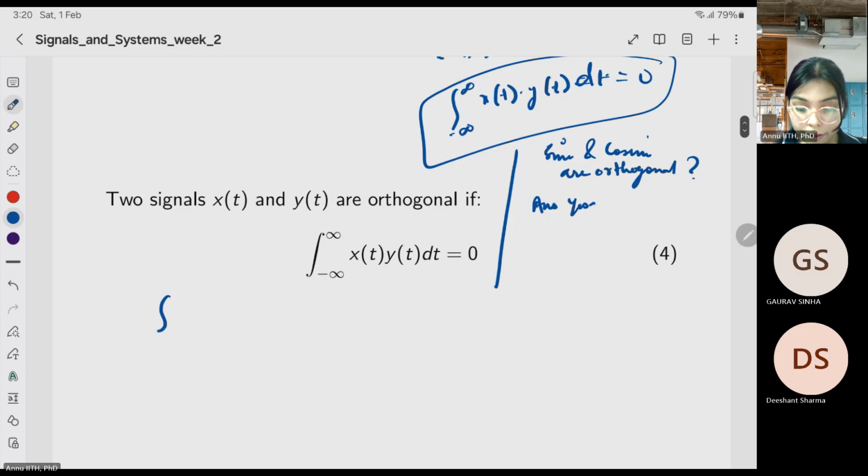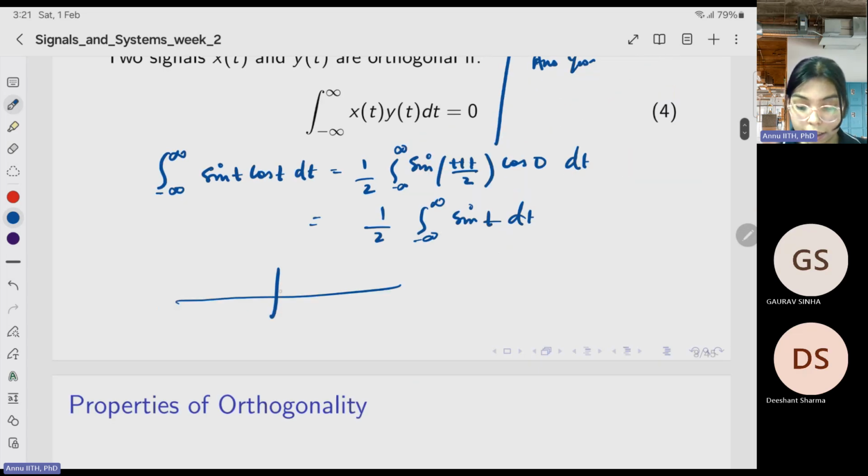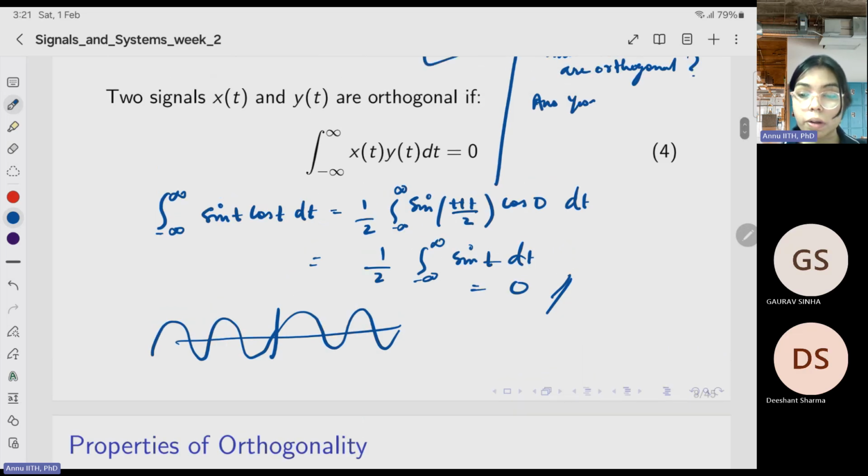Integral from minus infinity to infinity of sin t cos t dt. Now you have this formula: sin(t+t)/2, this is 1/2, it will give sin 2t plus cos 0 term, and cos 0 is 1, so 1/2 integral of sin t dt. And the area under sine is 0. Okay, so the answer is 0. So this means sin t and cos t are orthogonal to each other.